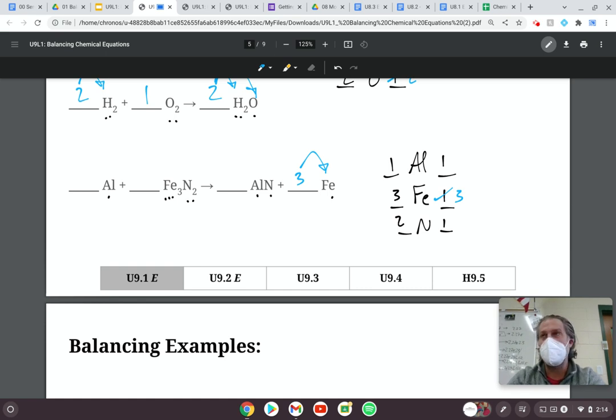So my aluminums still are balanced. I always go back and check. My irons are still balanced. I always go back and check. Now I need to check my nitrogens. In this case, my nitrogens are not balanced. I have 2 on the left side, 1 on the right side. So I'm going to add a coefficient of 2 here, which will distribute itself to the aluminum and the nitrogen. So that's going to give me my 2 nitrogens and 2 aluminums.